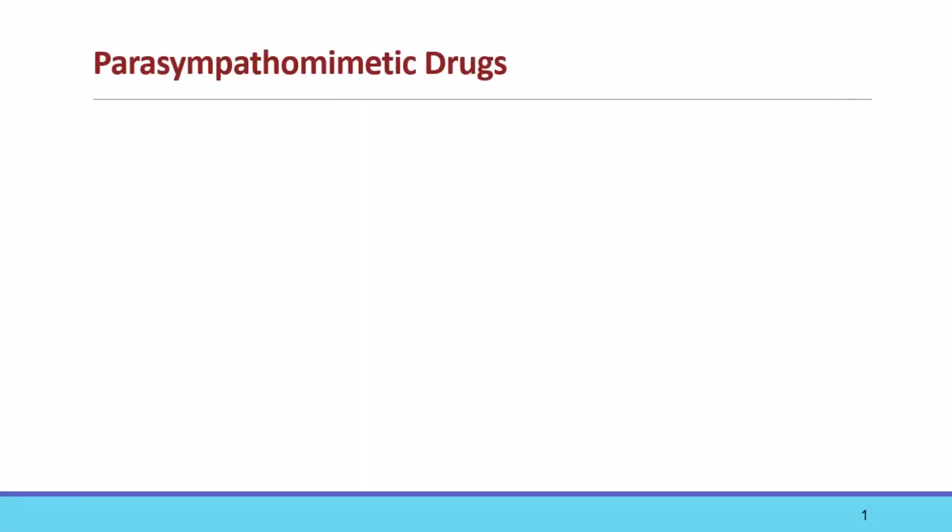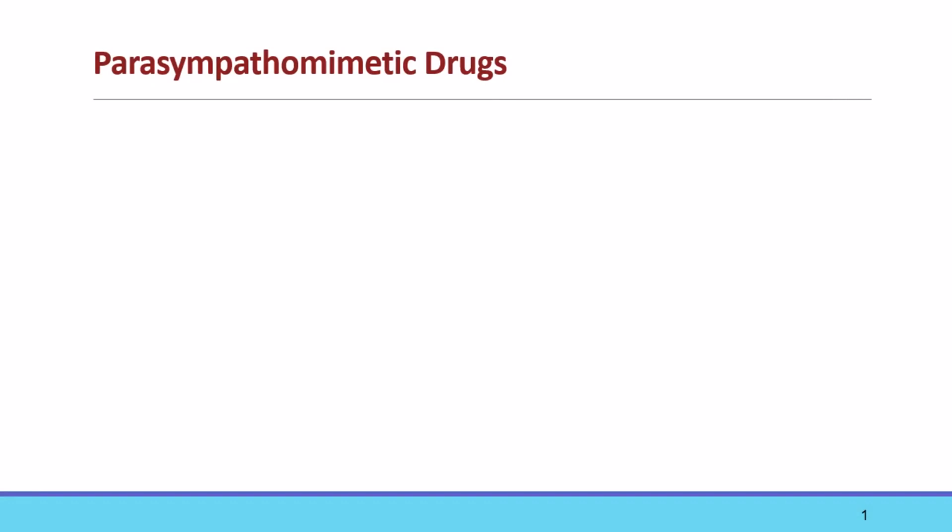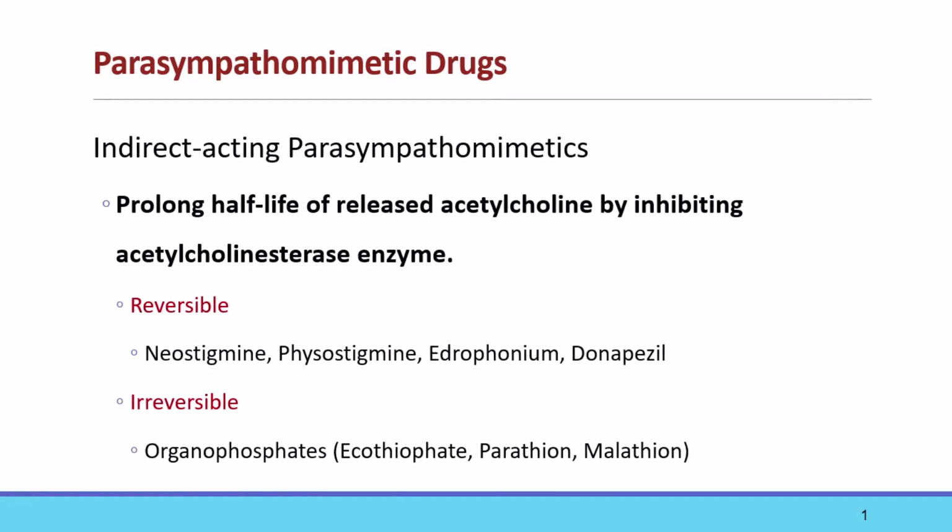Direct-acting agents bind to acetylcholine receptors and activate them. Their effects depend on receptor selectivity. Muscarinic agonists primarily influence organs such as the heart, glands, and smooth muscle, while nicotinic agonists affect neuromuscular junctions and autonomic ganglia. These drugs essentially act as substitutes for acetylcholine. Indirect-acting agents take a different approach by inhibiting acetylcholinesterase. This prolongs the half-life of acetylcholine in the synaptic cleft, leading to enhanced stimulation of both muscarinic and nicotinic receptors. The distinction between reversible and irreversible inhibitors is crucial, as it determines both duration of action and clinical safety.